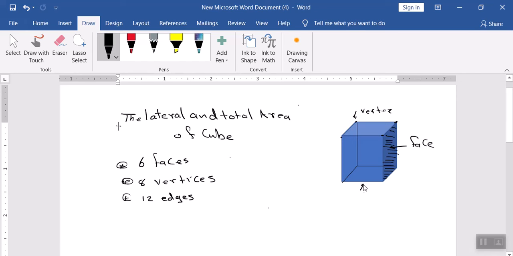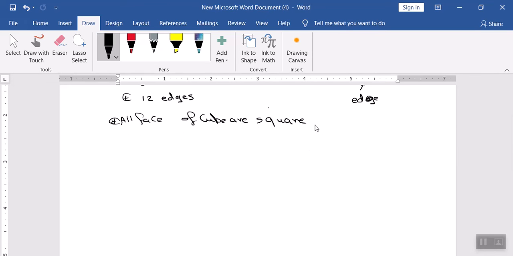These lines are called edges. Also this side is called an edge. As we have studied before, all faces of cube are squares, and they are equal in area.